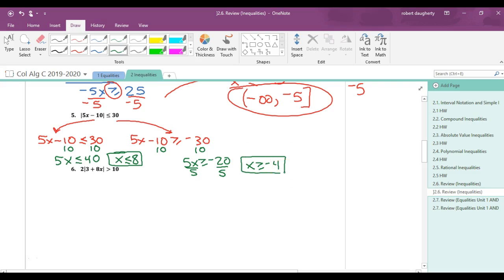So on a number line, -4 is the smaller of those two numbers. What does it mean to be greater than or equal to -4? That's this. What does it mean to be less than or equal to 8? That's this. There is one interval for this answer, -4 to 8. Close brackets around both of them.